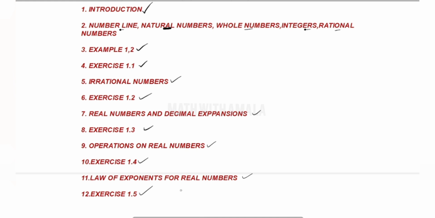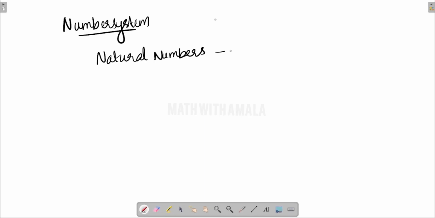Let's begin with the natural numbers. We use them for counting. What are the natural numbers? 1, 2, 3, 4. If we have 5 apples, we will be counting it like 1, 2, 3, 4, 5. So it's finite. But the natural number set is not finite. It will be going to infinity.